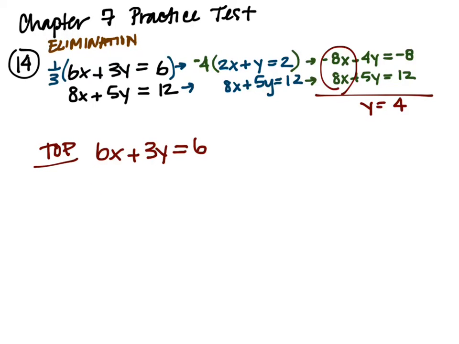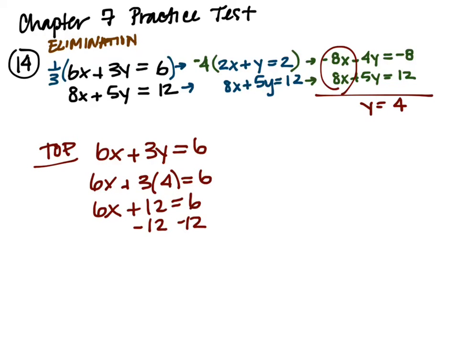Let's make that a little neater. So 6x plus 3 times 4 equals 6. That gives me 6x plus 12 is equal to 6. Subtracting 12, I get 6x is equal to negative 6. This tells me then that x is equal to negative 1. I can divide by 6 to prove that.